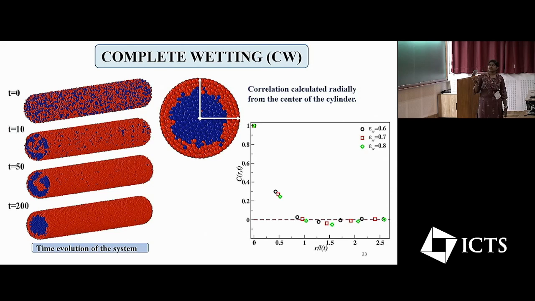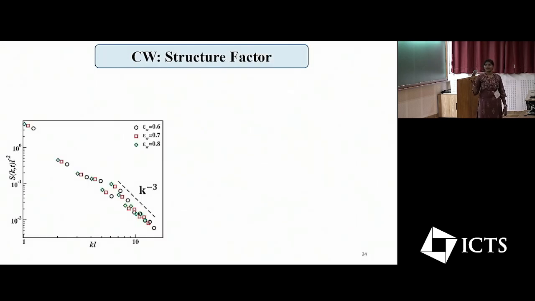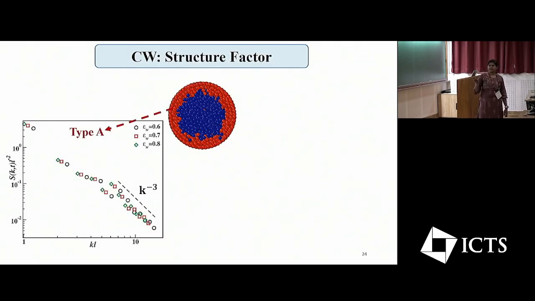So we are calculating the correlation radially outward from the center of the cylinder, and the correlation is also perfectly scaled for all the values of epsilon, which corresponds to superuniversality and the Porod law. Here we calculate correlation separately for different types, and when we calculate the structure factor from the Fourier transform, we see for type A, we are getting a Porod law of k to the power minus 3 corresponding to two-dimensional growth, which we can clearly see from the cross section, that the type A particle is growing like a two-dimensional curved surface.